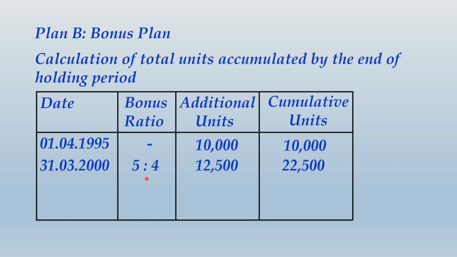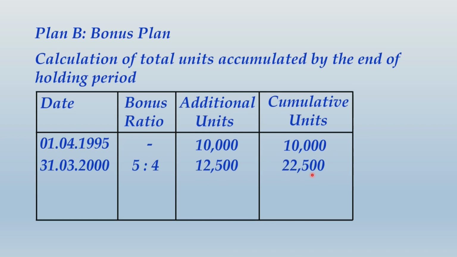5:4 means 5 bonus units for every 4 units held. So there were 10,000 units. 10,000 into 5 by 4 will give you 12,500 as bonus units. Those units added to the original cumulative units will give you final cumulative quantity as 22,500 units.